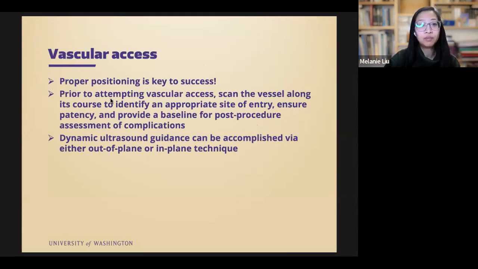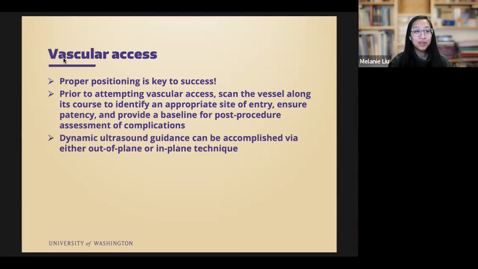Prior to imaging, position your patient, and prior to attempting vascular access, you really want to scan the vessel all along its course to not only identify an appropriate site of entry, but also ensure the patency. Make sure there are no clots. For the IJ, you want to make sure that the vessel is highly patent and doesn't stenose as you go further down or further proximal. You also want to know what the baseline is for the patient, so you know what it's supposed to look like, and you can make sure that's still what it looks like afterwards.